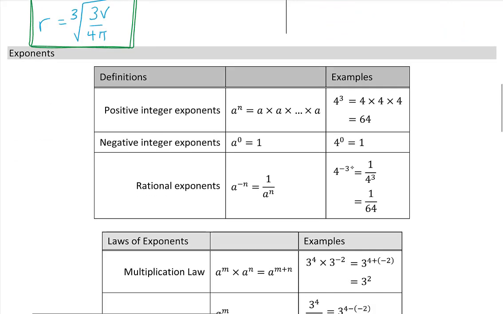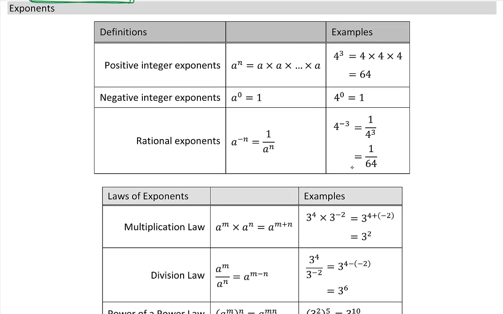The second major topic we covered in this unit was exponents. So first are our definitions. If we have positive integer exponents, recall that if we have 4 cubed, that's just 4 times 4 times 4. So next is our zero exponent. And any base to the exponent 0 equals 1.